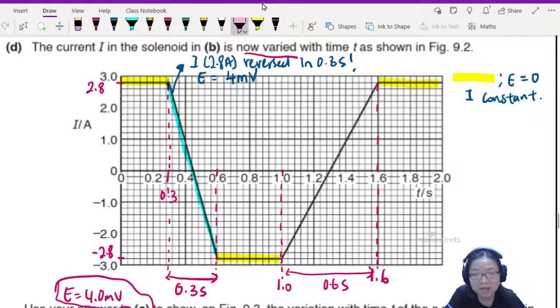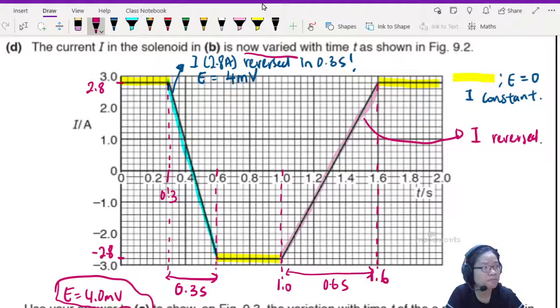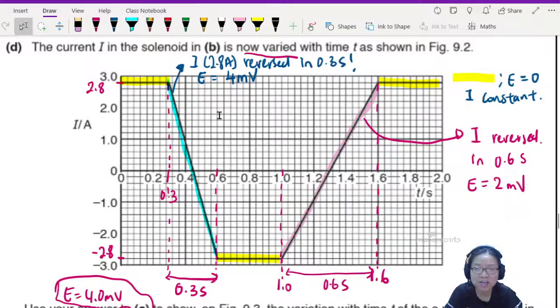So this part here, we reverse the current. So for this one, this I is reversed. Same I, still 2.8 to negative 2.8, but this one is in double the time, 0.6 seconds. So the EMF will be half because the change is slower. Just like Lenz's law, if the change is very fast, then you have to create a large EMF to oppose that change. But if the change is slower, your resistance or your reluctance to change will be smaller. Okay, so it reflects in a smaller EMF.